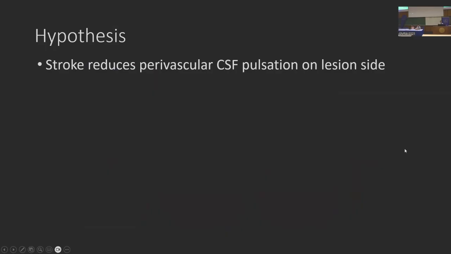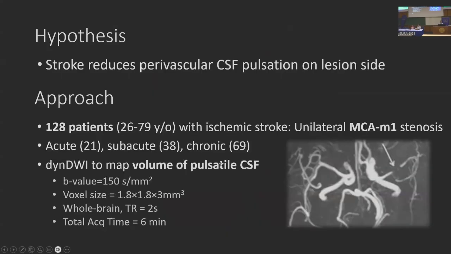The hypothesis is that stroke will reduce the perivascular CSF pulsation on the lesion side, but not the healthy side. The approach is we include 128 patients with ischemic stroke, and we specifically select unilateral MCA-M1 stenosis to have an internal control. So we compare the stenosis side with the healthy, non-stenosis side. We include acute, subacute, and chronic stroke patients. And here are the parameters of the sequence.